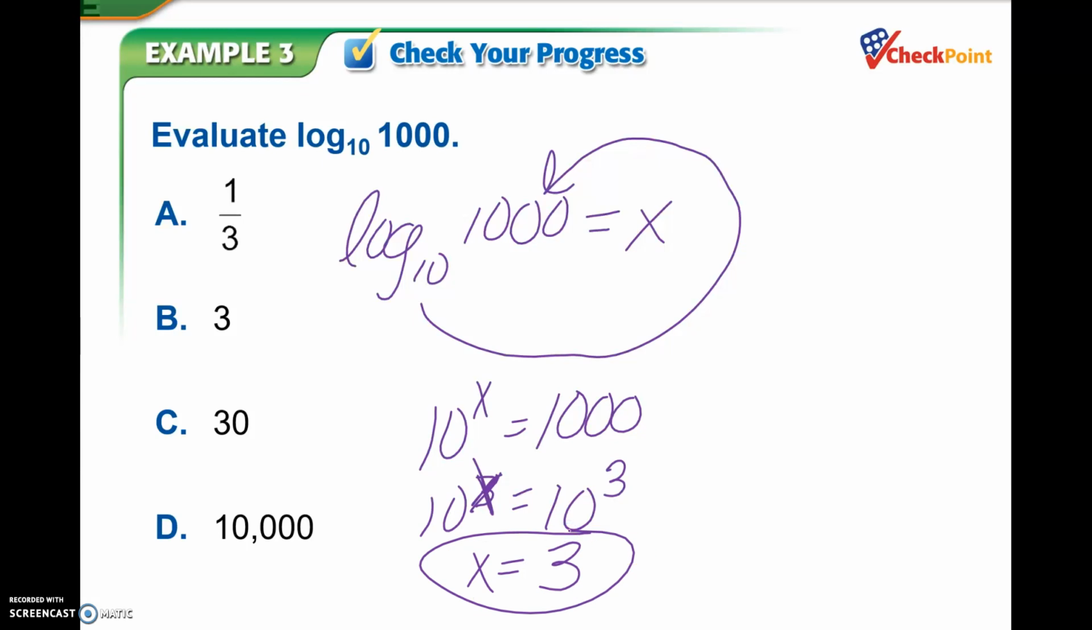So once it's in exponential form, it's all those rules. Remember, like with fractions, make those a negative exponent and so forth.